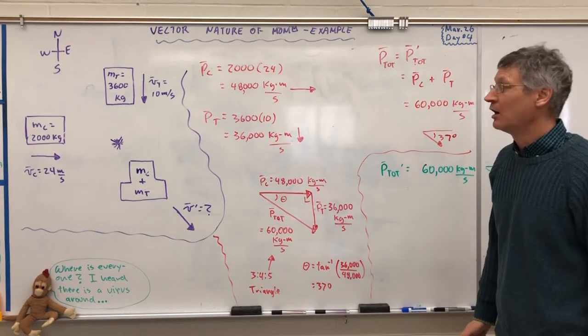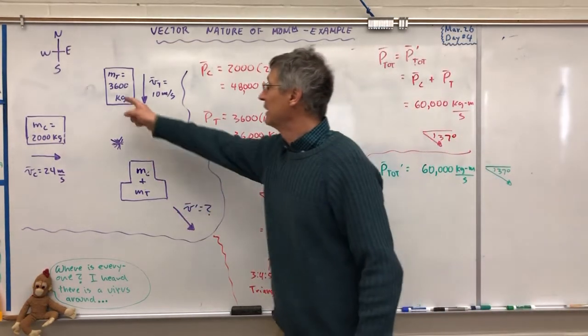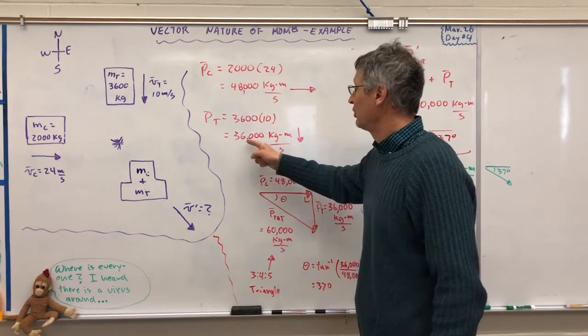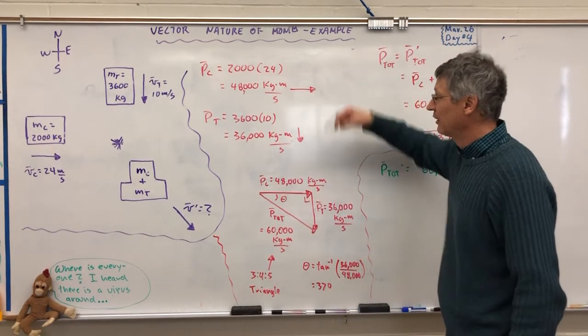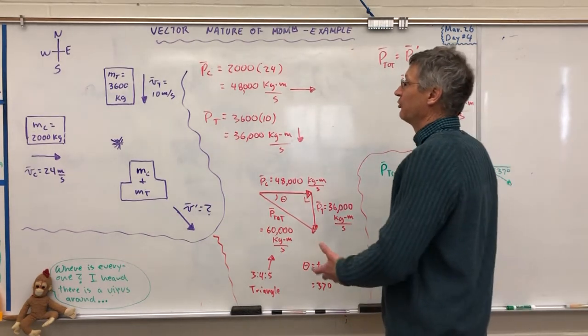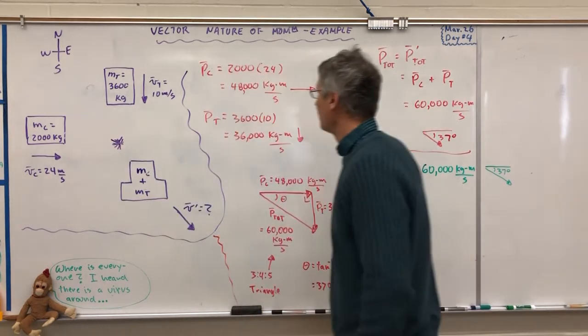What's the momentum of the truck? Well, that's going to be its mass times its velocity. 3,600 times 10, 36,000 kilogram meters per second, straight south. Remember, of course, that the directions of the momentums are the same as the directions of the velocities.